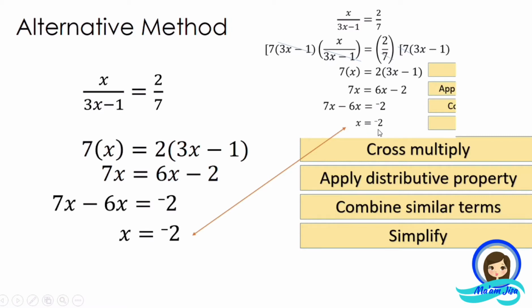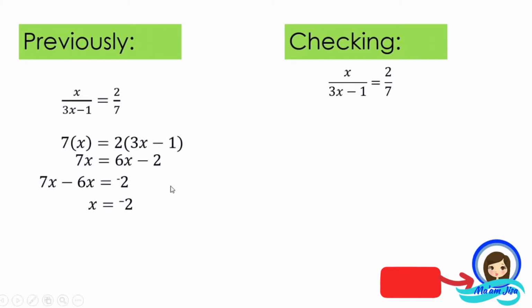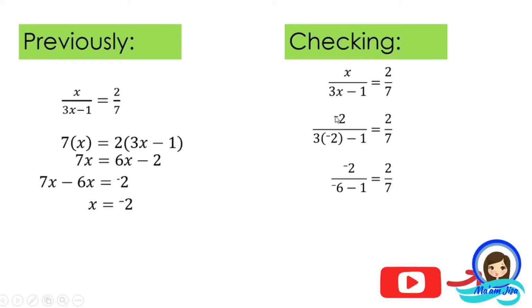So let's check if negative 2 is really a solution. Substituting all x's in the original equation with negative 2 will lead us to this line. So simplifying, we have negative 2 over 3 times negative 2 is negative 6 minus 1 equals 2 over 7. Simplifying further, we have negative 6 minus 1 is negative 7. And then negative 2 over negative 7 is equal to positive 2 over 7. And that makes both sides of the equation equal. Thus, negative 2 is a solution.